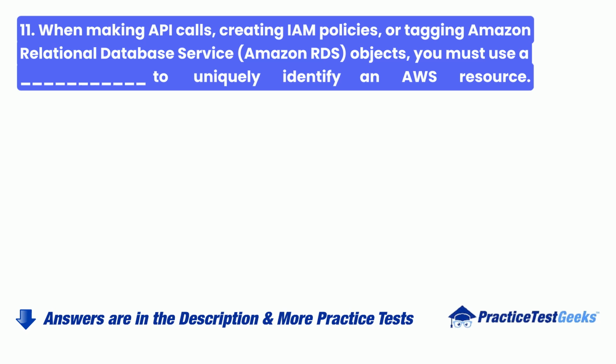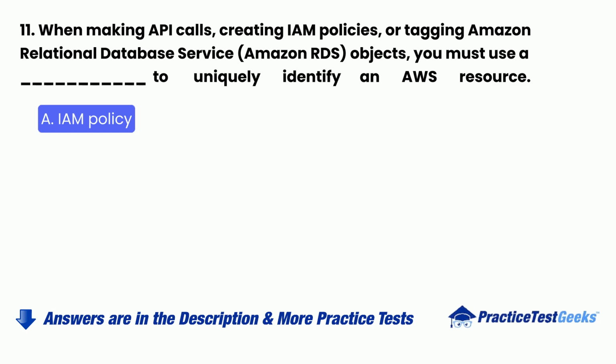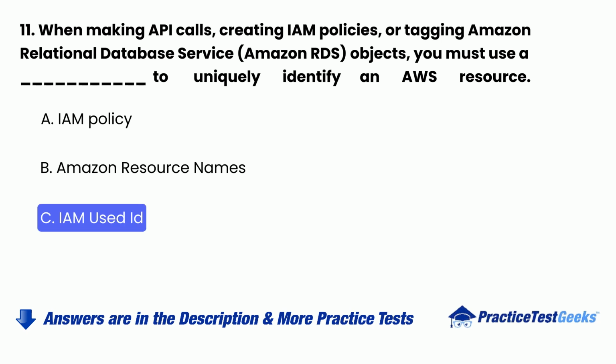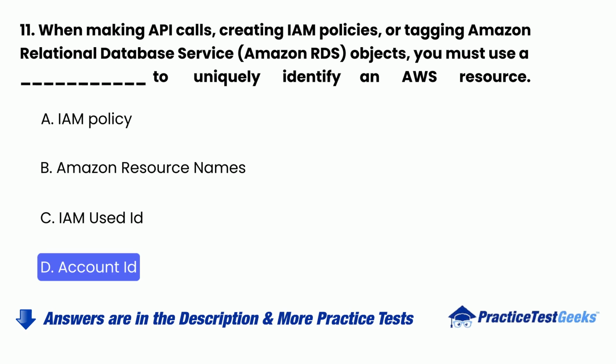11. When making API calls, creating IAM policies, or tagging Amazon Relational Database Service or Amazon RDS objects, you must use a blank to uniquely identify an AWS resource. A. IAM policy. B. Amazon resource names. C. IAM user ID. D. Account ID.